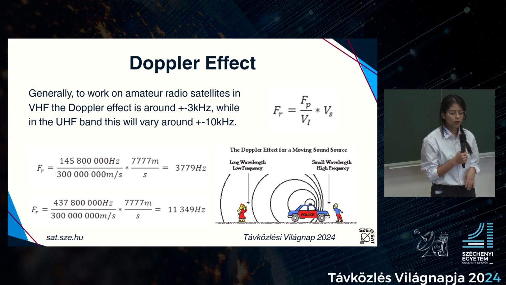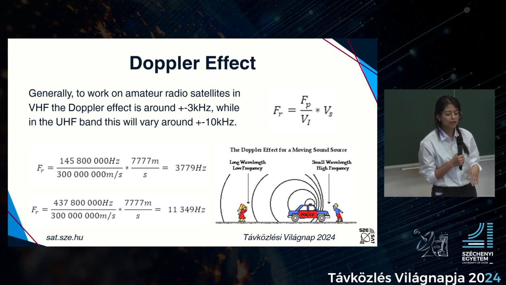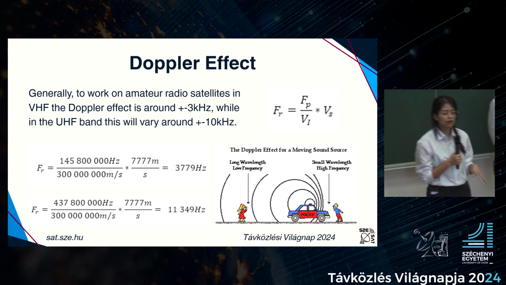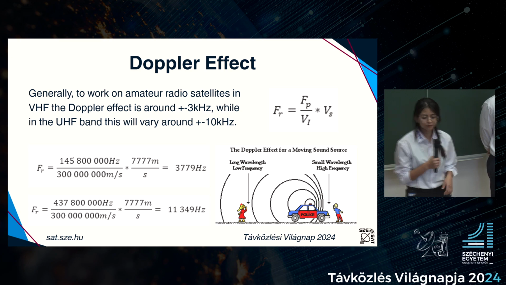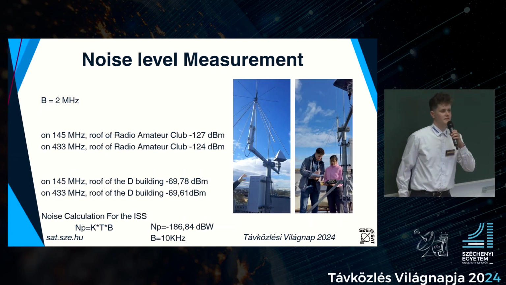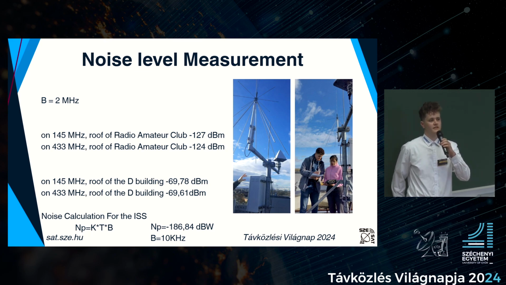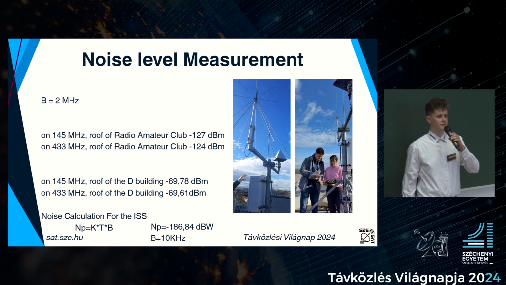But generally, to work with amateur radio satellites, in VHF the Doppler effect is around plus or minus 3 kilohertz, and in UHF around plus or minus 10 kilohertz. We have made multiple noise level measurements, both on the roof of building D and on the top of the Radio Amateur Club.